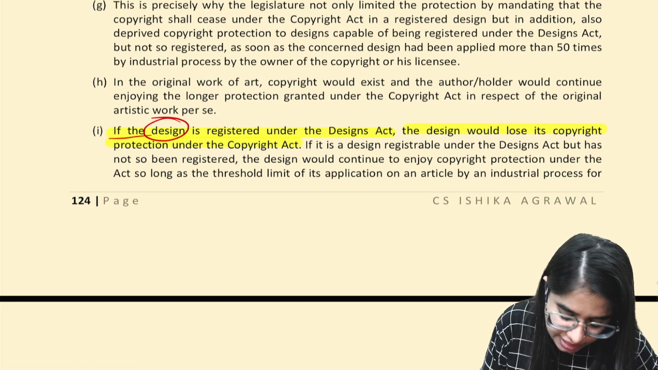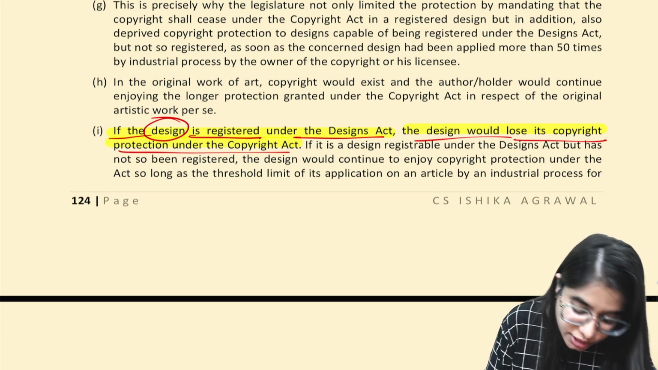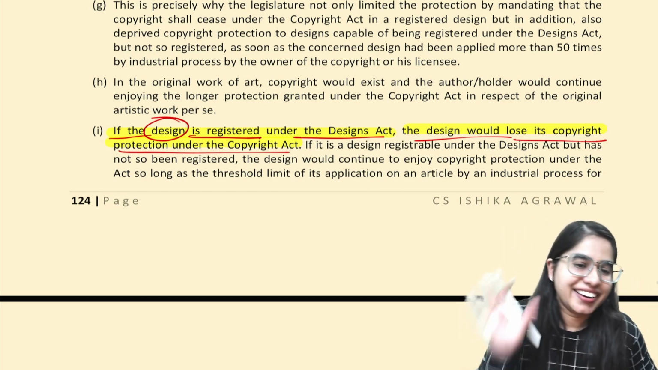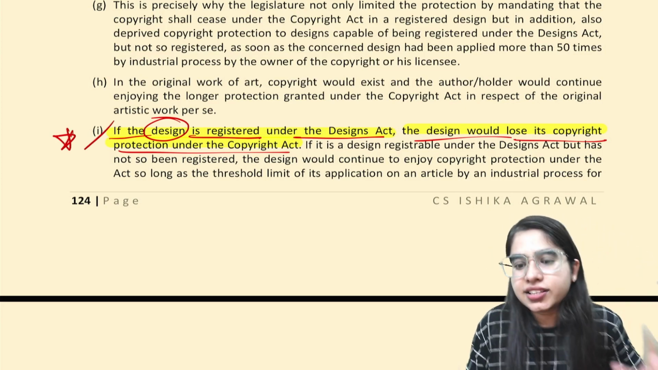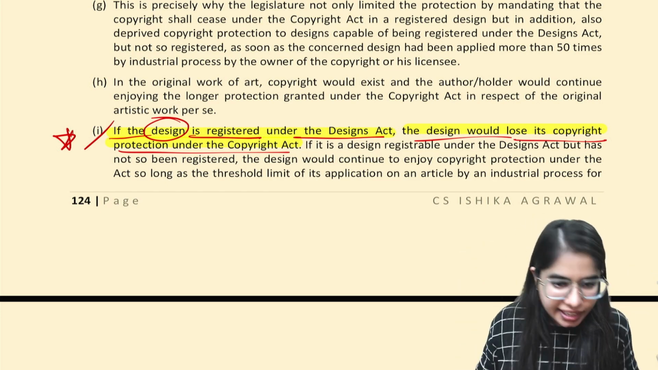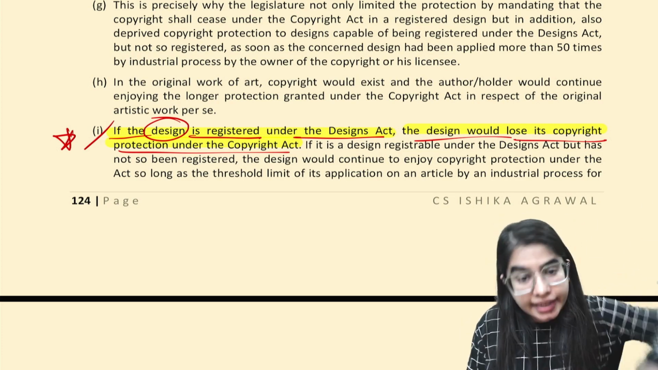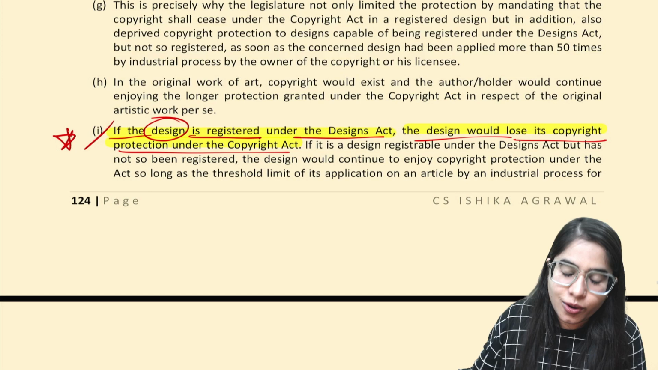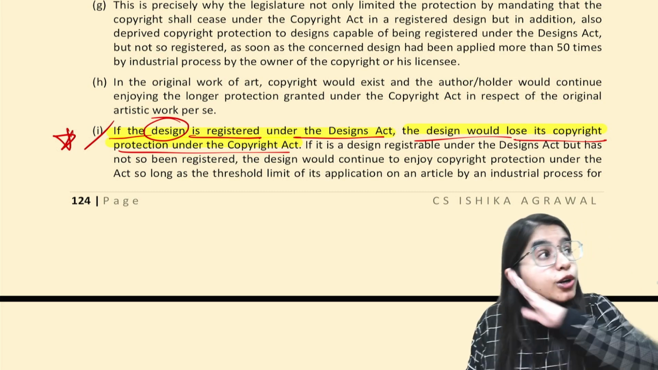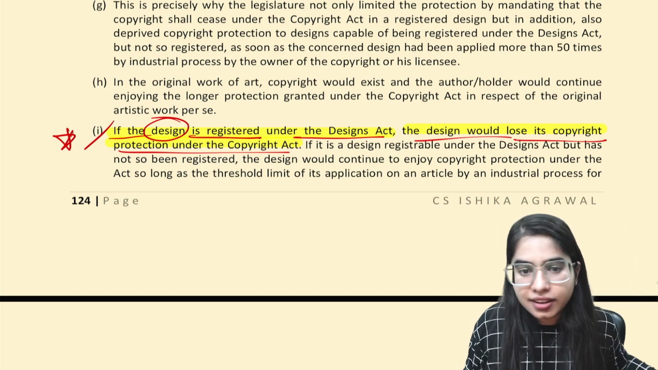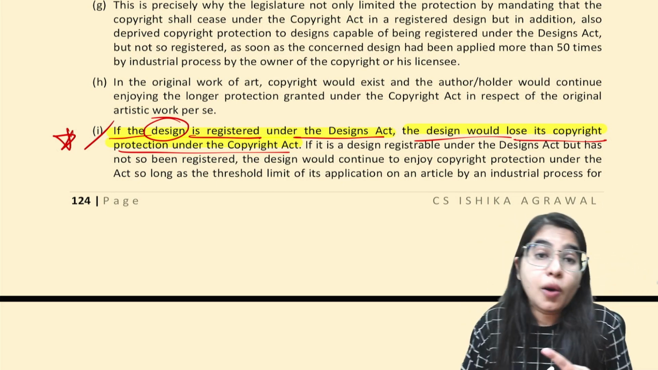If a design is registered under the Design Act, the design would lose its copyright protection. Very nice line is given here. This line also you can study. Let's say I made a unique design, and I registered it under copyright law. Later on I registered that same design under design law. So what will be the effect of registering that design under design law? The effect will be that automatically the copyright registration will end. Meaning, if you register that under design law, the copyright registration will end. You cannot get design protection and copyright protection at the same time.